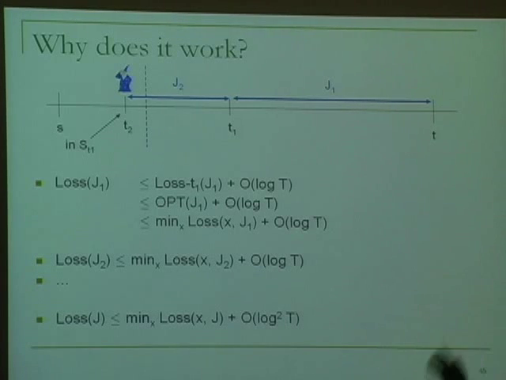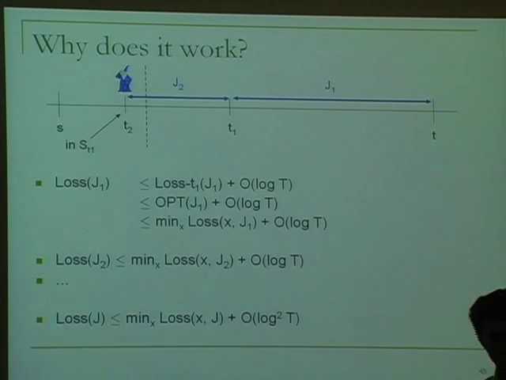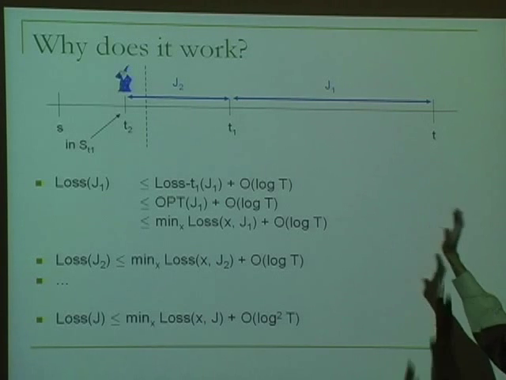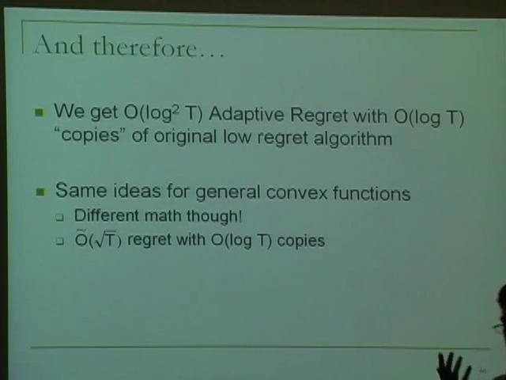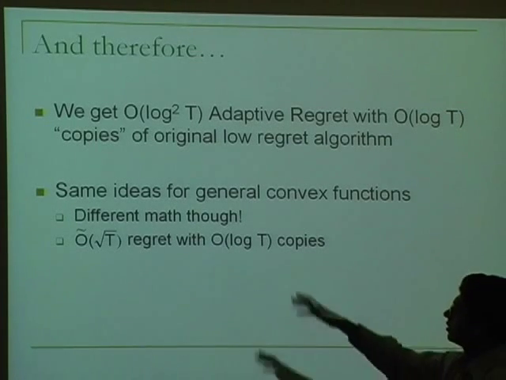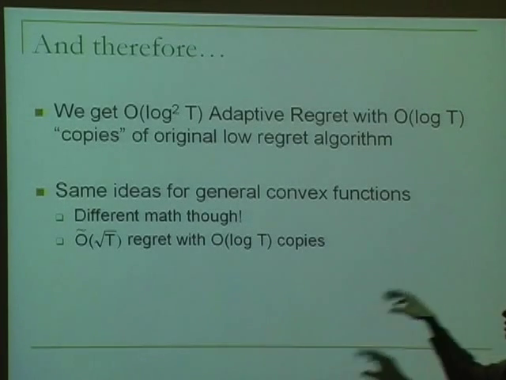So what we're doing is we're taking the interval we're interested in and breaking it up into logarithmically many pieces. In each piece, there's some expert who survives the whole piece, so we're comparative with that expert. And that's the basic idea. So we pay the extra log because of this splitting up. Is this clear, roughly? So we can actually get log squared t adaptive regret with log t copies of the original algorithm. And the same works for online shortest path as well. The math looks different, but we get O tilde of root t regret with log t copies.